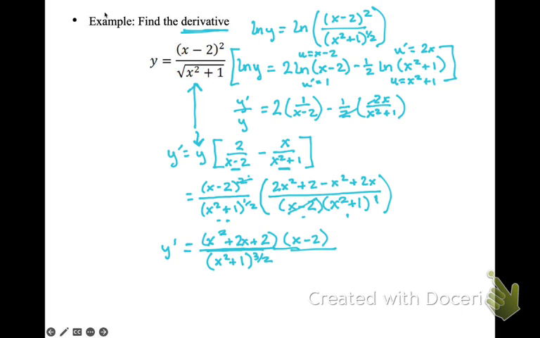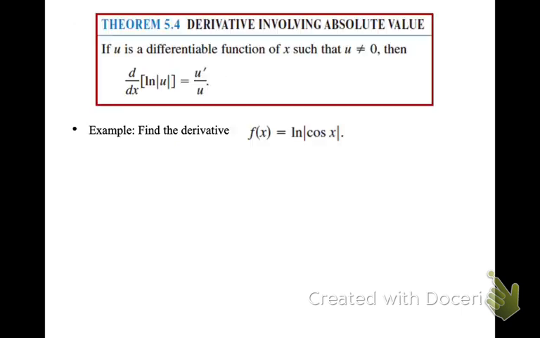Okay. Absolute values, we need to think about them a little bit. It's really not overly difficult. Here's your rule. If u is a differentiable function such that u does not equal 0, then the derivative of the natural log of the absolute value of u is u prime over u.